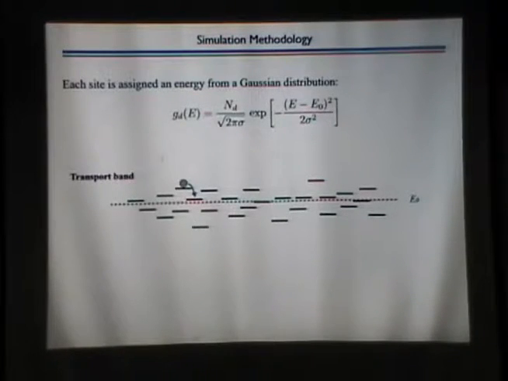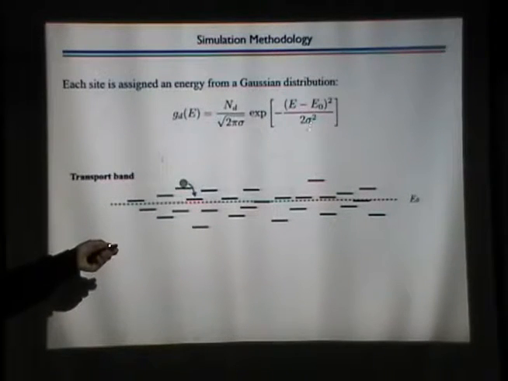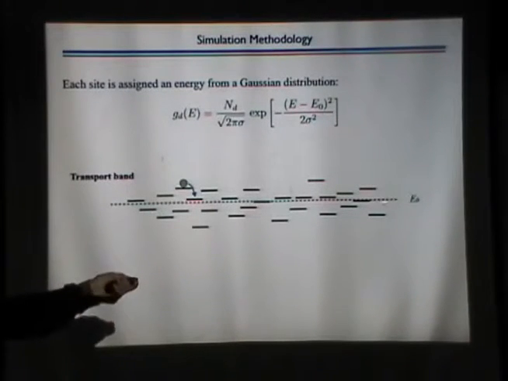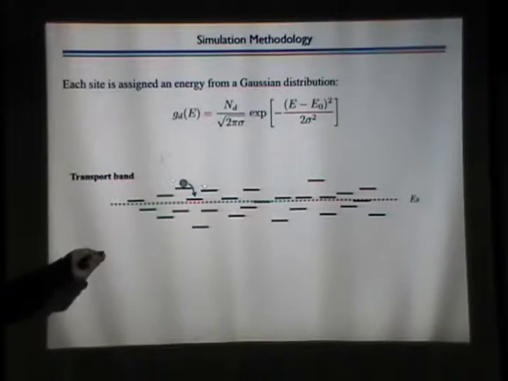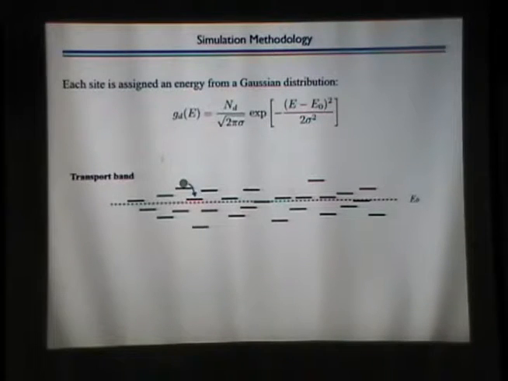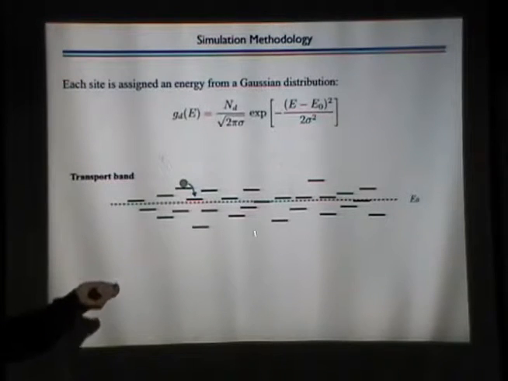So what we do is start with a Gaussian distribution. So here's our Gaussian distribution. Sigma is an input factor. It has to do with the width of the Gaussian. So what we do is we have a transport band, which we call the main transport band, for hopping down the lattice. And there's an average energy there, E naught. Now, at present, there's no defects in there. There's just a distribution of energies.